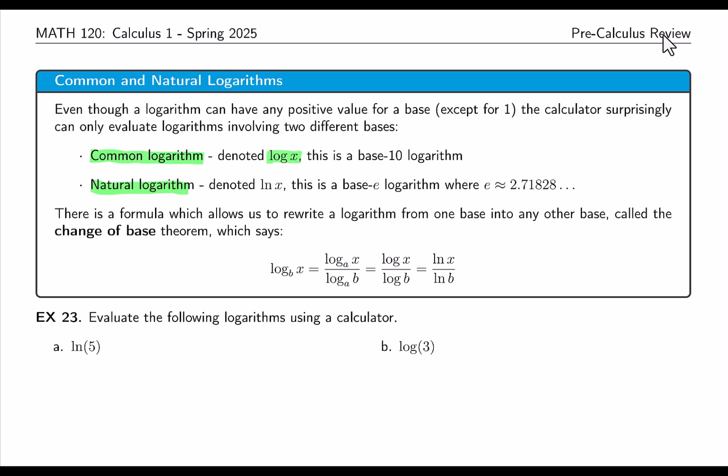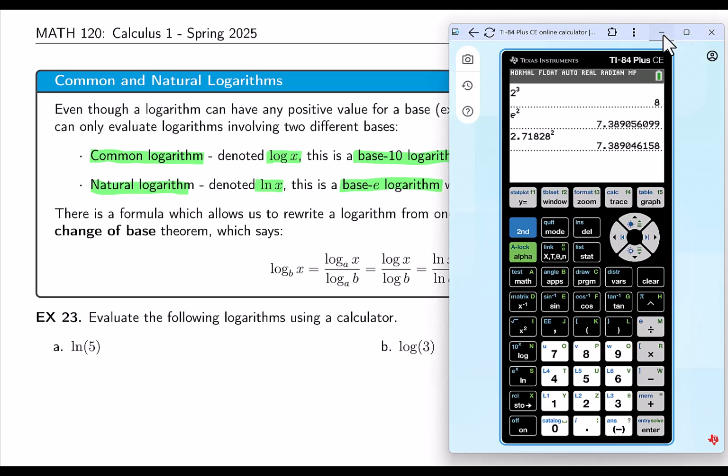Common logarithms are denoted log x, and that's a base 10 logarithm. Natural logarithms are ln x, and that's a base e logarithm, where e is that number that I mentioned earlier, 2.718 and so forth. Now, these are the only two that most calculators will work with. Like the TI, for instance, when it says log, it means a common logarithm. And when it says ln, it means a natural logarithm, so base e.